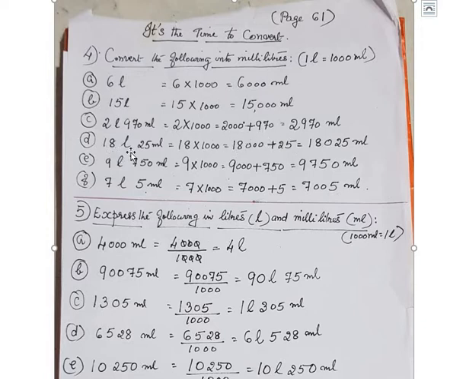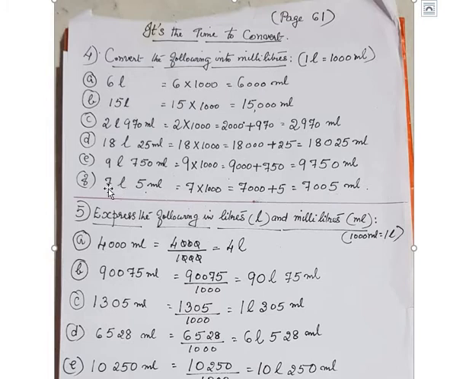Next one, 18 liter 25 milliliter equal to 18 multiplied by 1000, 18,000 plus 25 extra. So we get 18,025. Look at the place value, 18,025 milliliter or ml. Next one, 9 liter 750 milliliter. First convert 9 liter. 9 multiplied by 1000 equal to 9000 plus 750. So the answer will be 9750 ml.